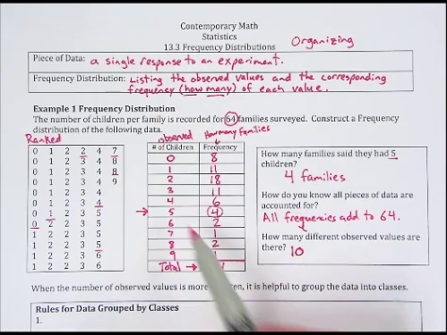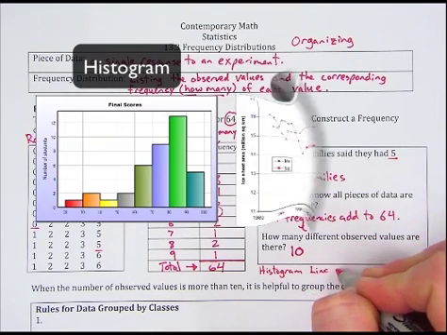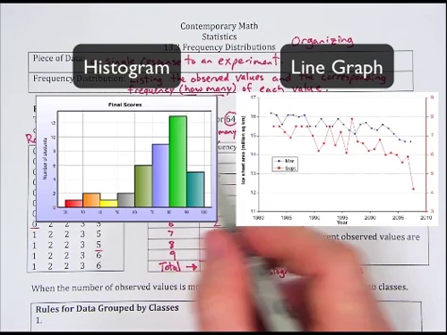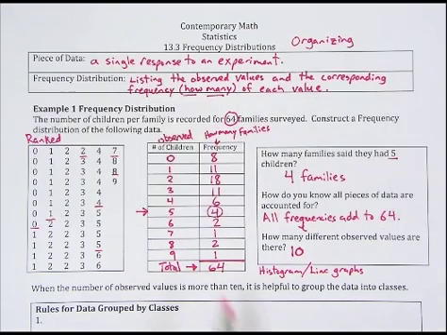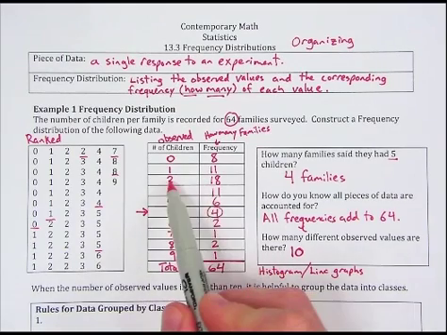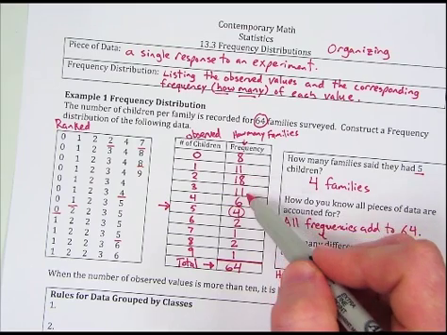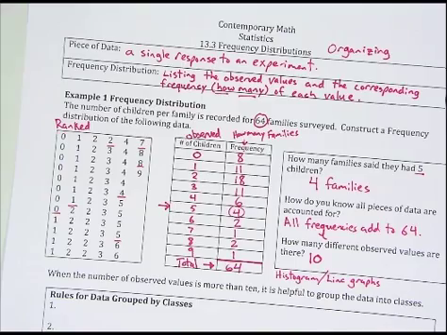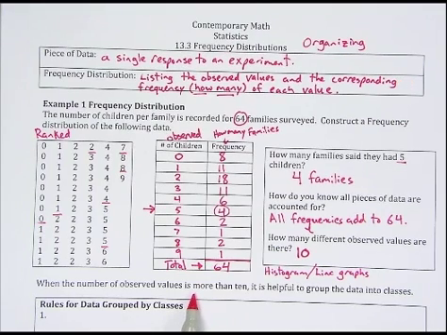Now eventually what we're going to do is we're going to take this information and display it in two types of graphs. We're going to be looking at histograms and line graphs. So these are just two visual ways of representing a frequency distribution that help us analyze this even more. So in looking at this, you can see the highest frequency was right there at 2 children per family, and then it was also surrounded by 1 and 3. And so this is pretty much what I would expect from this type of question. As the number of observed values increases, when it gets more than 10, it's often helpful to start grouping the data into classes.